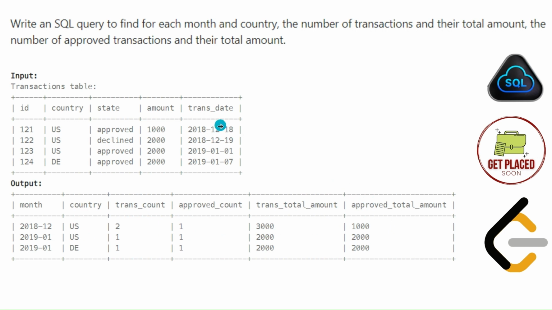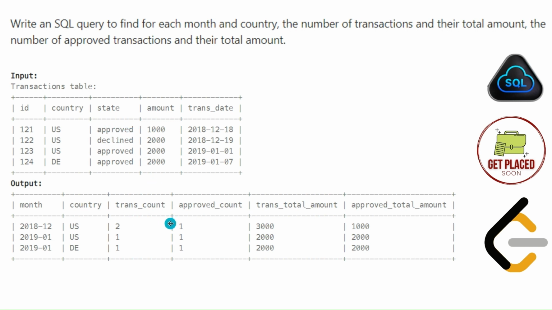Here during the month of December 2018, you can see there are two entries, that is ID 121 and ID 122. Both are from US. One got approved and one got declined. Because both of them are from the same country, and they said each month, so in the same month, December 2018, you can see two transactions. We'll write in the output like this. So December 2018 in US, there are two transactions. Out of them, one got approved and one got declined.